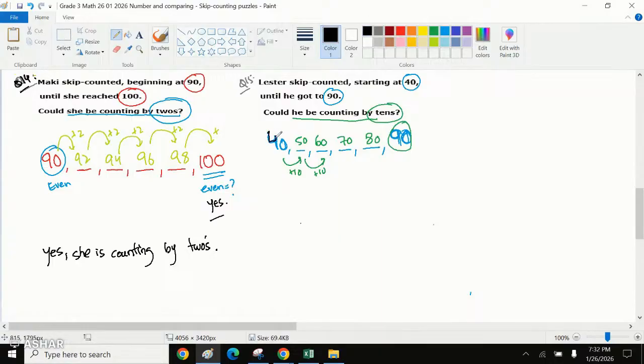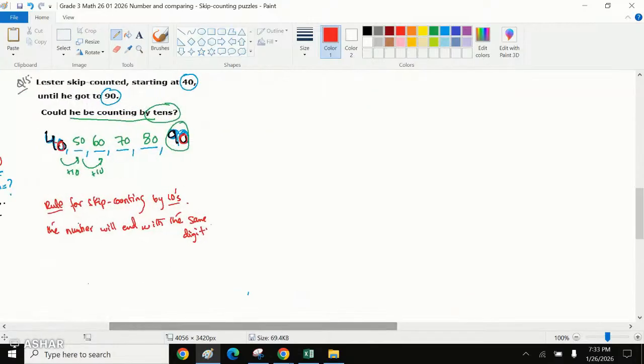What we say is, yes, he is counting by skipping tens. Rule for skip counting by tens. Okay, let's see what is the rule. The number will end with the same digit. See, if this was a 40, this would be a 90, right? Why do I say this? It will end with the same digit.